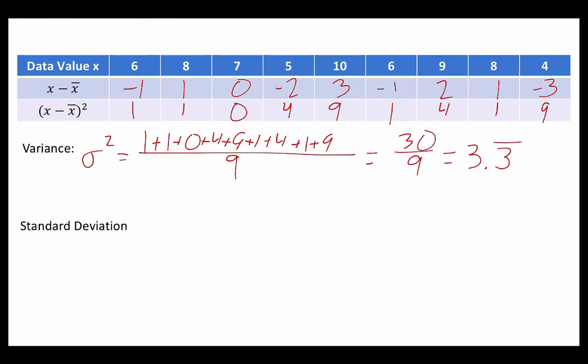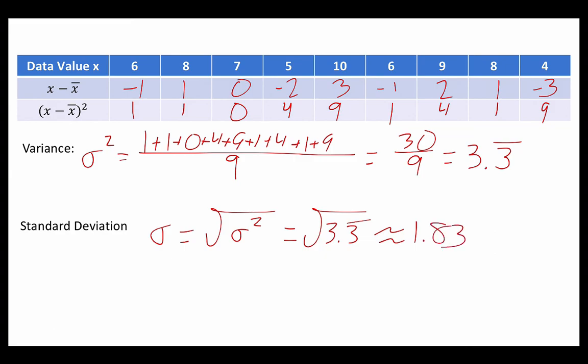Now again, variance is really only significant to help us find standard deviation. So to find standard deviation, sigma is equal to the square root of that sigma squared we just found. Well, sigma squared is 3.3 repeated. So on your calculator, when you're doing the square root of 3.3 repeated, just honestly type 3 for a while. There are some options. You can do 3 and 1/3 if you want to get more sophisticated on your calculator, but just type 3 for quite a while. Afterwards, you end up with a standard deviation of 1.83.